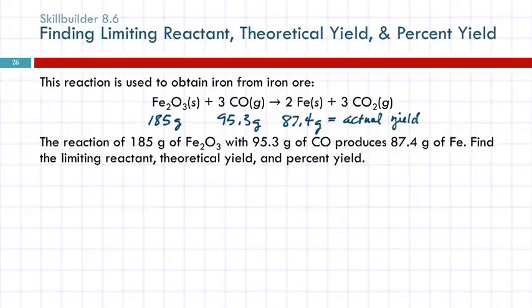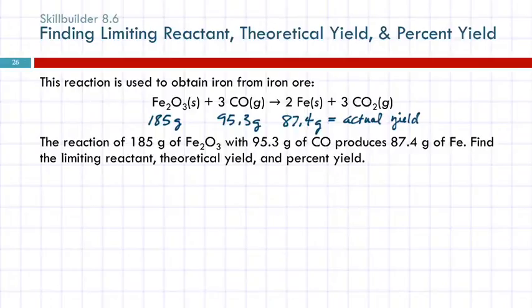So we've been doing theoretical yield. For theoretical yield, we have to do two calculations. We have to take this one and find the mass of iron, and we have to take this one and find the mass of iron, and we pick the smaller, and that's our theoretical yield.